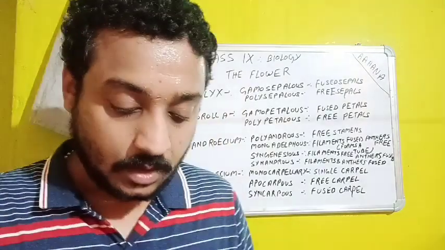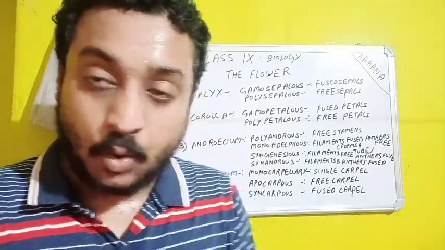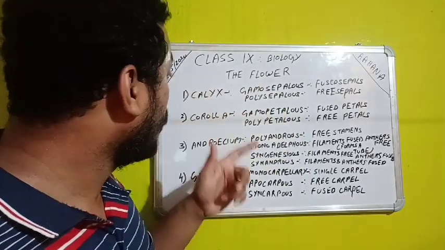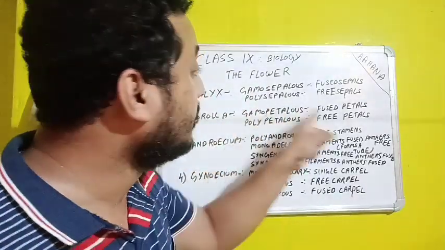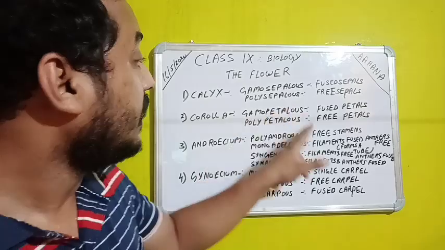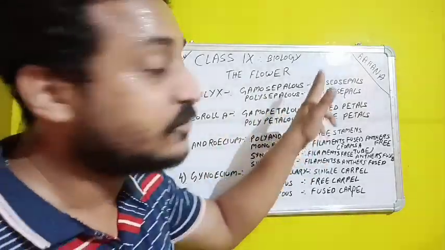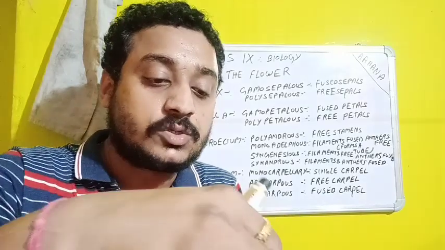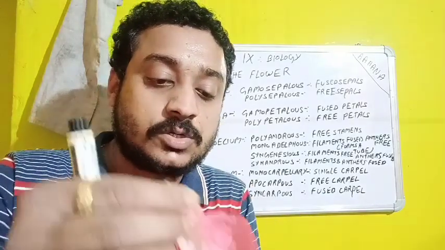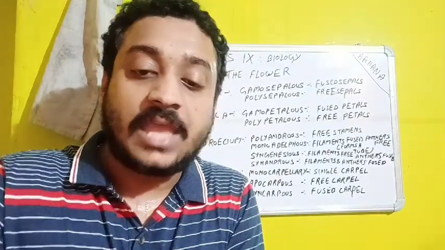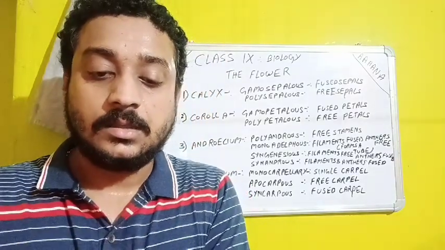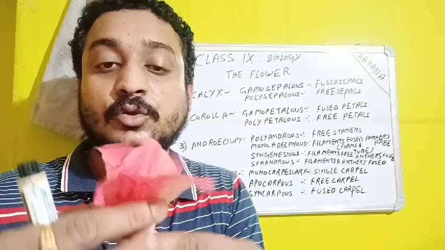Now, when we are talking about corolla, similarly like calyx, corolla is gamopetalous and polypetalous. Corolla being gamopetalous means it has fused petals. When these petals are fused like this, it is known as gamopetalous, fused petals.